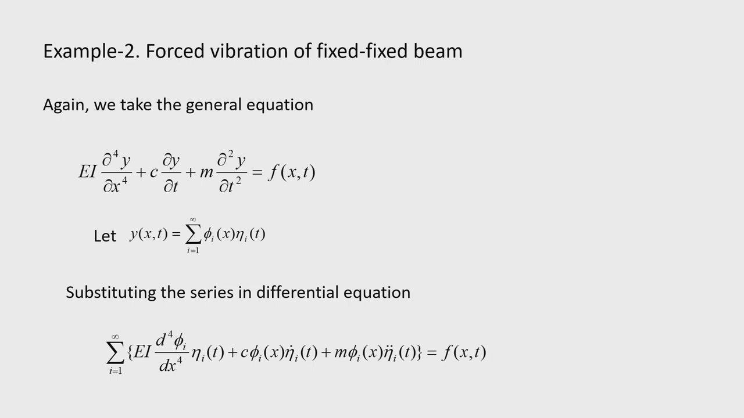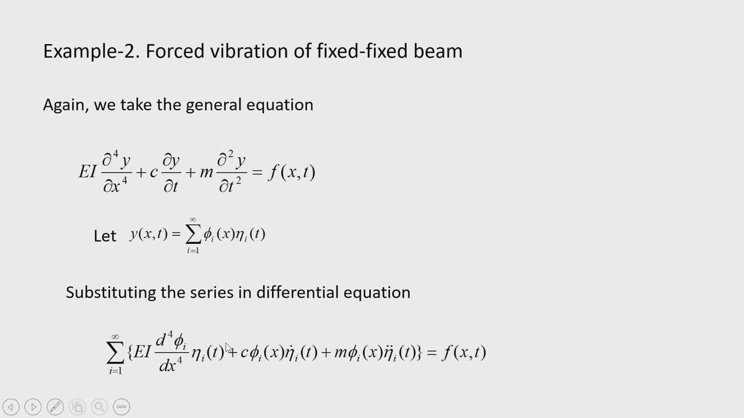Okay. Now here again we take the damped vibration of the beam, and we use the mode superposition technique to express the displacement y x t as the summation of an infinite number of terms of the product of mode shape function and generalized coordinate. So substituting this series in this equation, we get EI d to the power 4 phi I by dx to the power 4 eta I t plus c phi I x eta dot I t plus m phi I x eta I double dot t equal to f x.